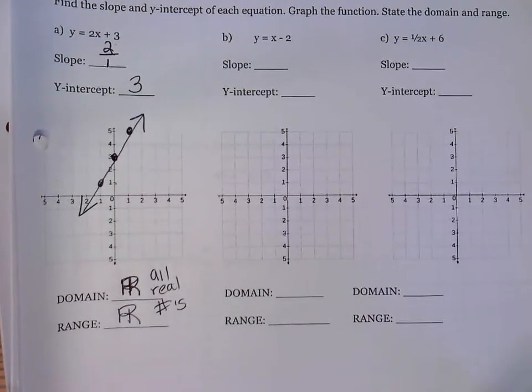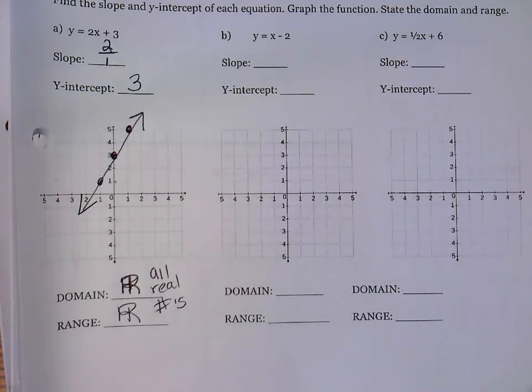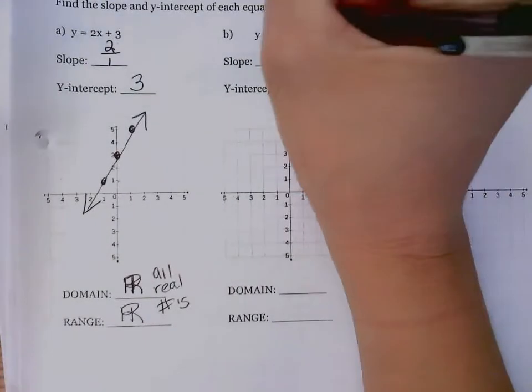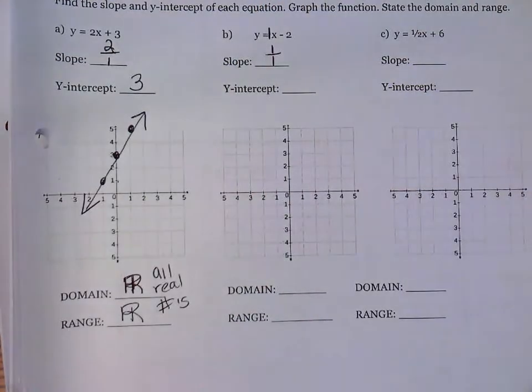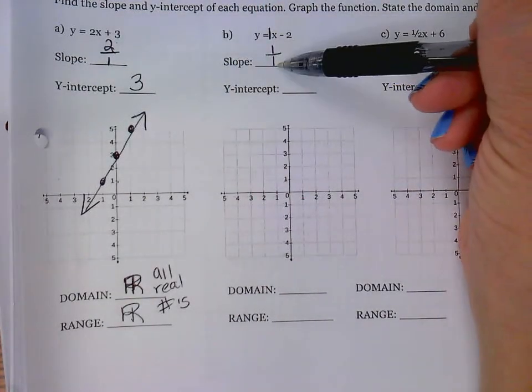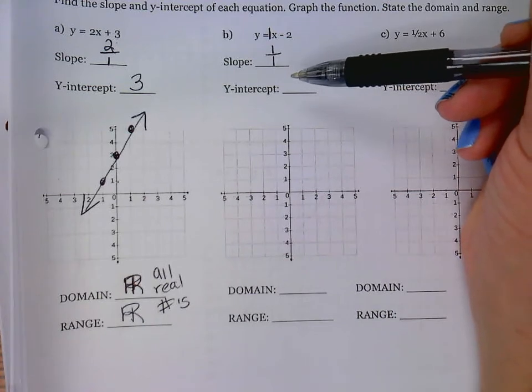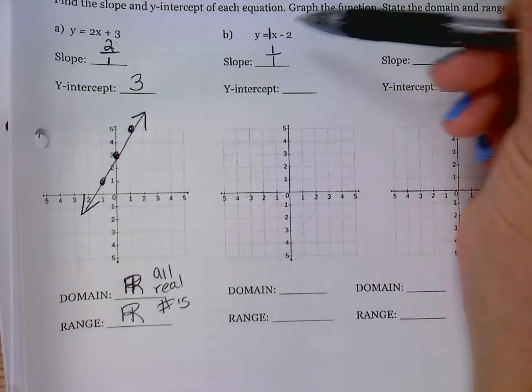All right, what about b? What is the slope in b? It's kind of missing, isn't it? So the number that I could slide in there is a 1 in front of the x. So I could write my slope as 1 over 1. I'm going to rise 1 and I'm going to run 1. And then my y-intercept is at -2.